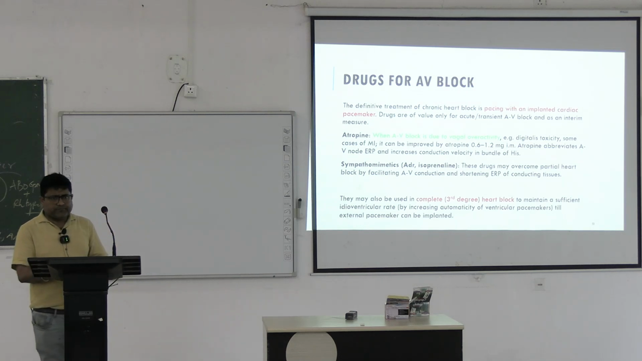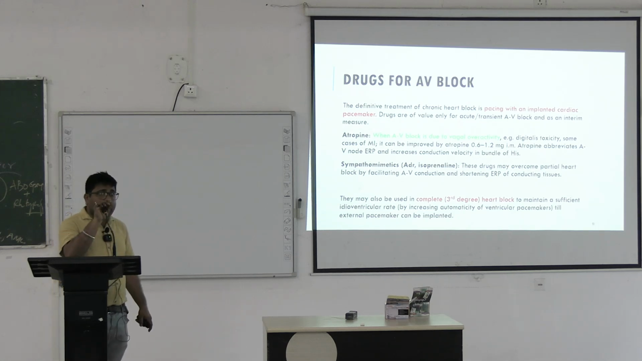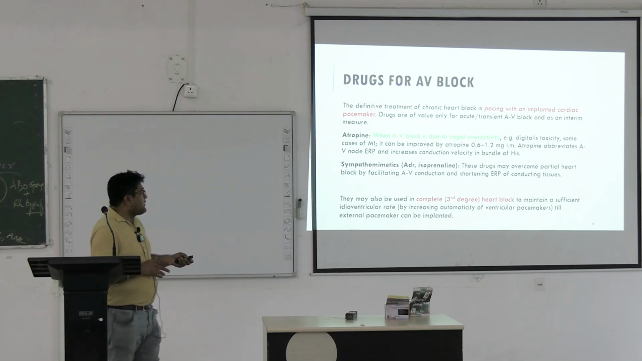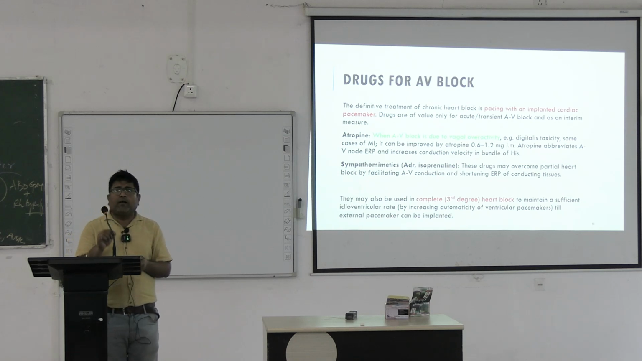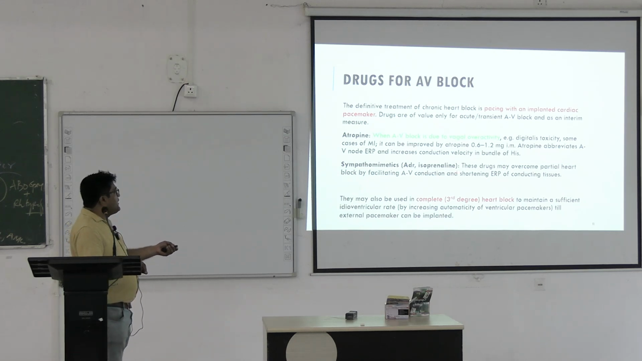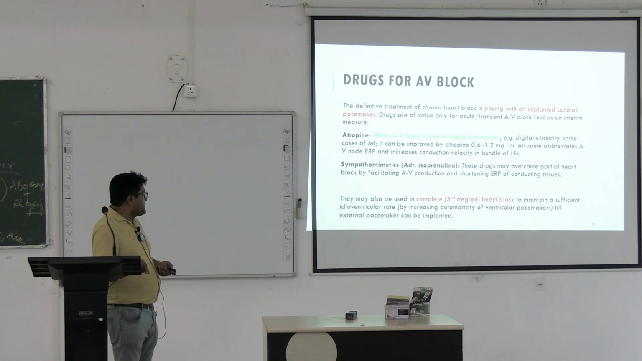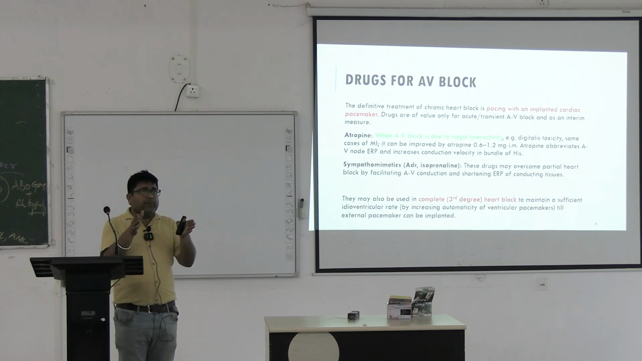Drugs for AV block, atrioventricular blocks. Generally we treat the patient with cardiac pacing if it is permanent or chronic. But drugs can be used in a case of acute event of AV block or when the cardiac pacemaker has to be inserted, but certain time we require. In that case, the two drugs are there, atropine and sympathomimetics, that include isoprenaline. Now, atropine is used when AV block is due to vagal overactivity. It can be used at a dose of 0.6 to 1.2 milligram intramuscular or IV. Isoprenaline can be used to overcome the partial heart block by facilitating AV conduction and shortening ERP. Isoprenaline is sometimes used in complete heart block where cardiac pacemaker is required, to buy time in the meantime.